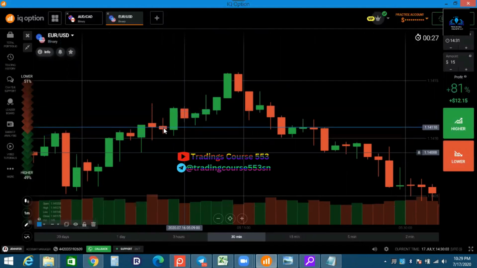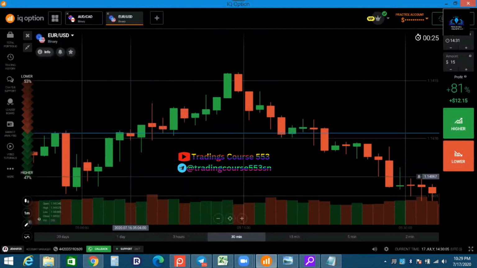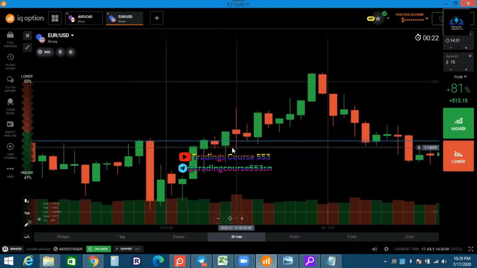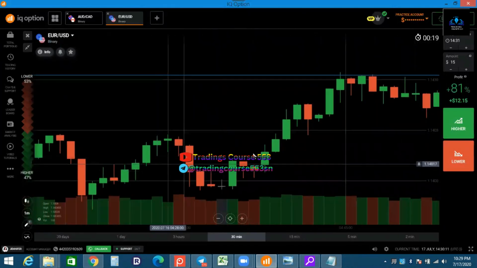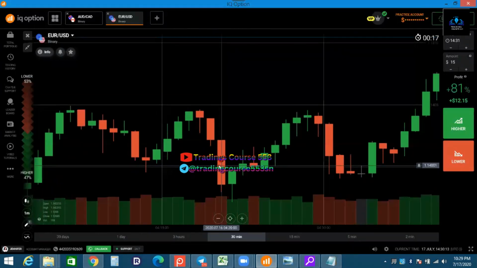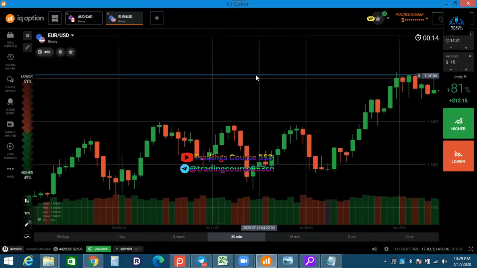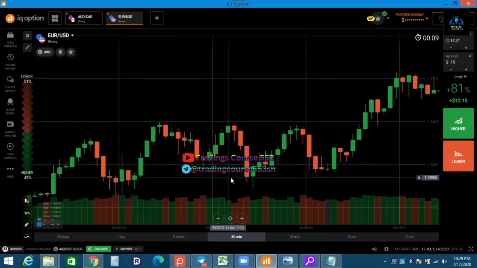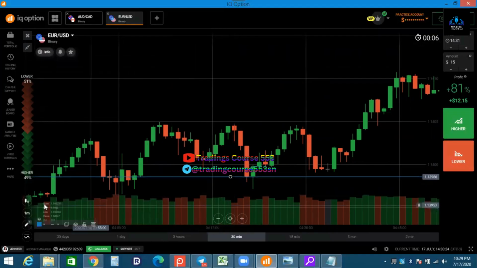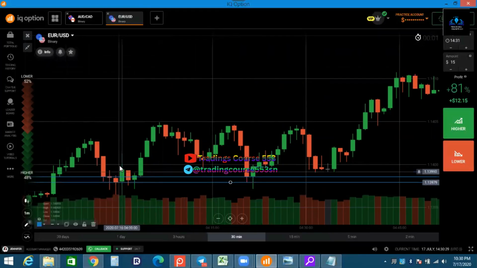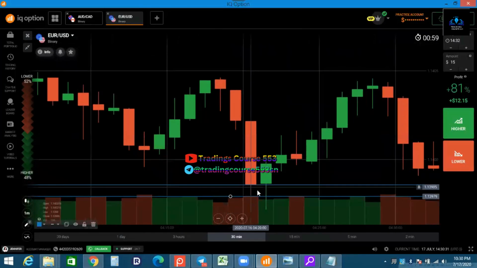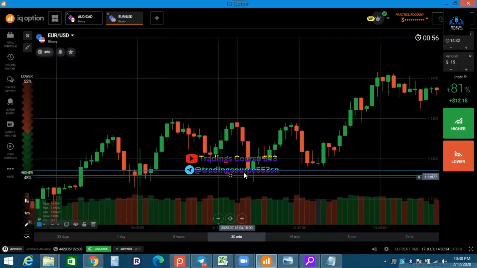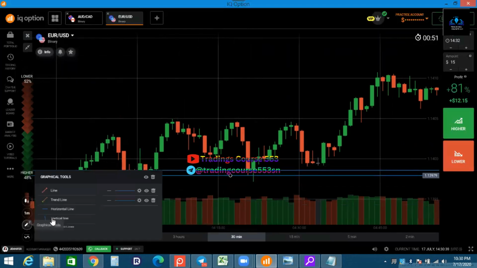Here, volume decreasing, just increase where I see the volume increase. Yes, here volume is increasing. We put this line here. That is a support level. Volume increasing on the support level. That's the bias entered. So we go to the 5 second.